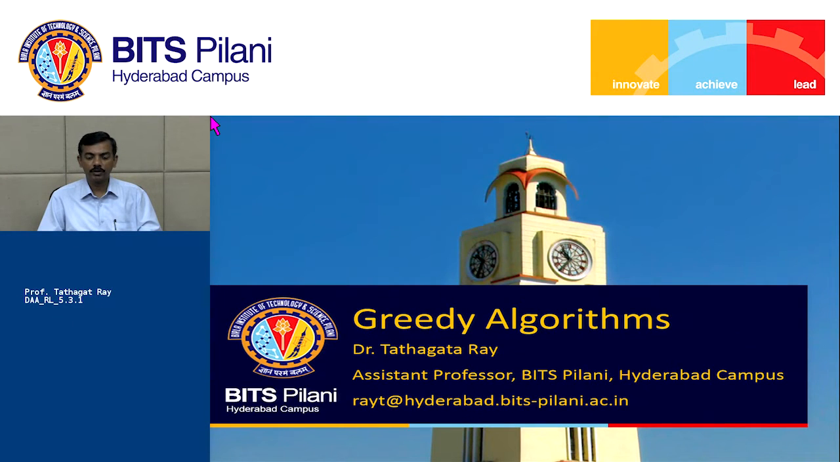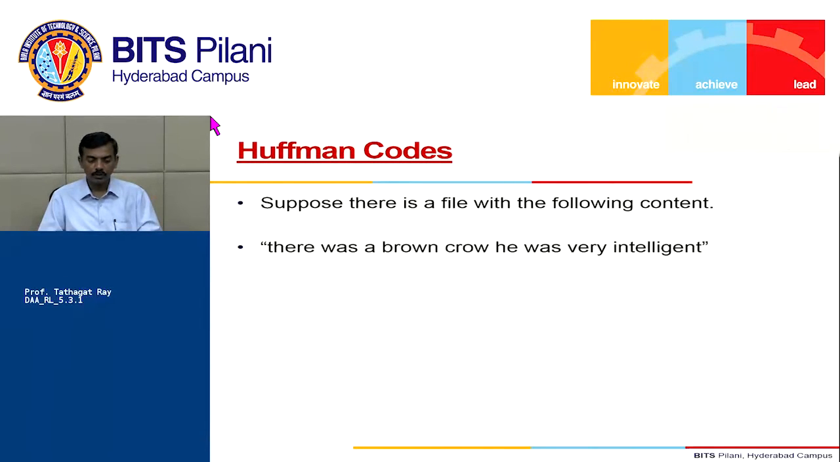Welcome to the next session of our discussion on greedy algorithms. Last time we talked of basic properties you need to look into before designing a greedy algorithm. If you recall, there were two important properties. One was greedy choice property, and the second one was optimal substructure property. You need to look into these two properties in order to design a greedy algorithm.